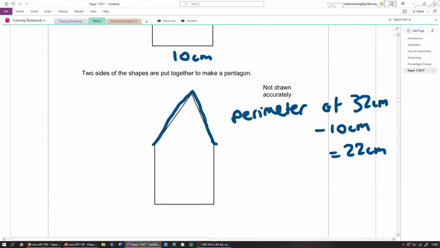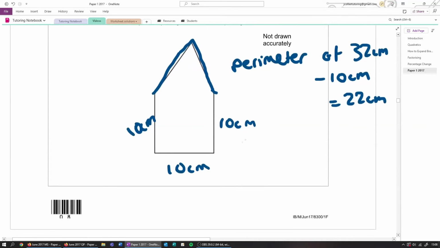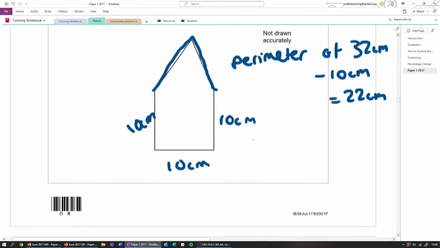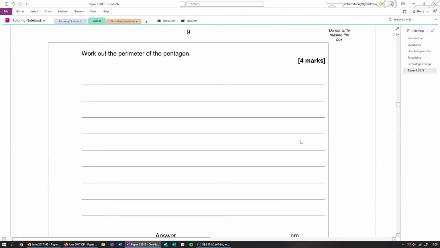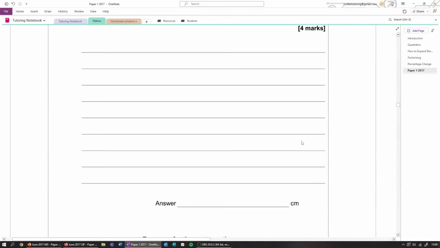Okay, now the square, we knew each one of the sides was 10, so this will be 10, this will be 10, this will be 10, and we know this whole highlighted bit is 22. So the answer is 10 plus 10 plus 10, which is 30, plus 22, which is 52 centimetres. Okay, so let's go on to the next one, which was that. I just didn't use the working space.